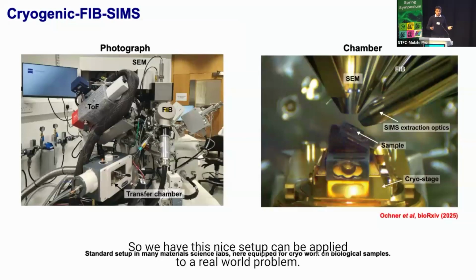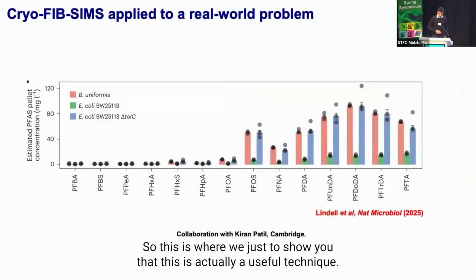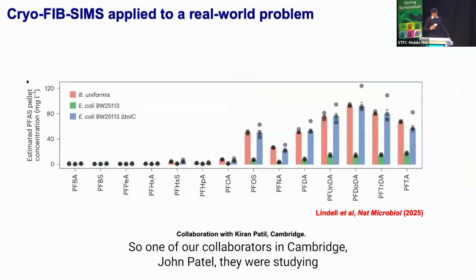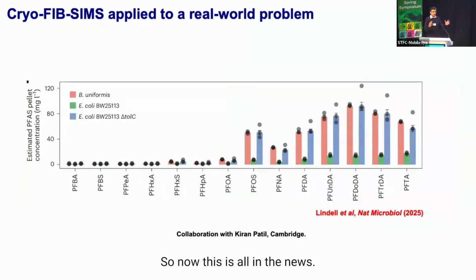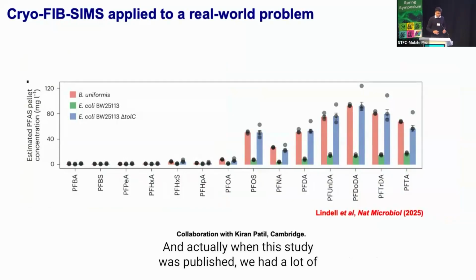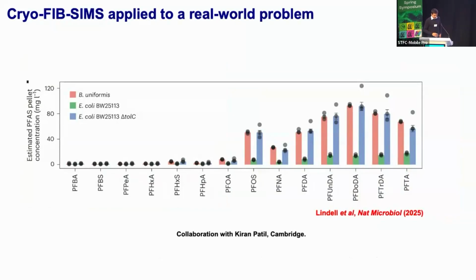It can be applied to a real world problem, just to show you that this is actually a useful technique. One of our collaborators in Cambridge, Kiran Patel, was studying the accumulation of the so-called forever chemicals. This is all in the news now, and actually when this study was published, we had a lot of BBC and other exposure.